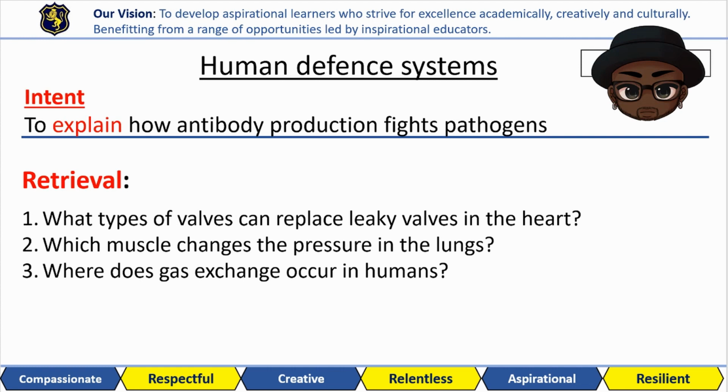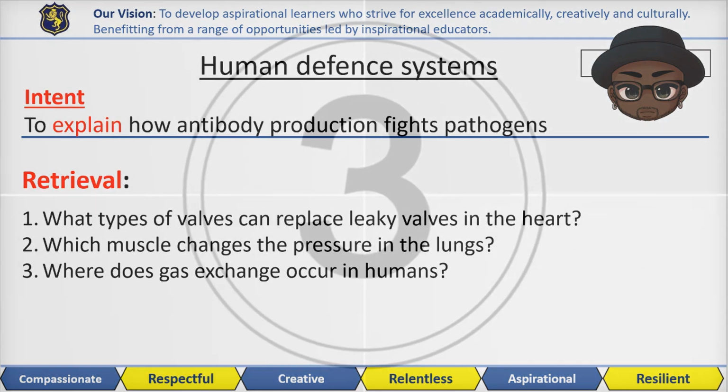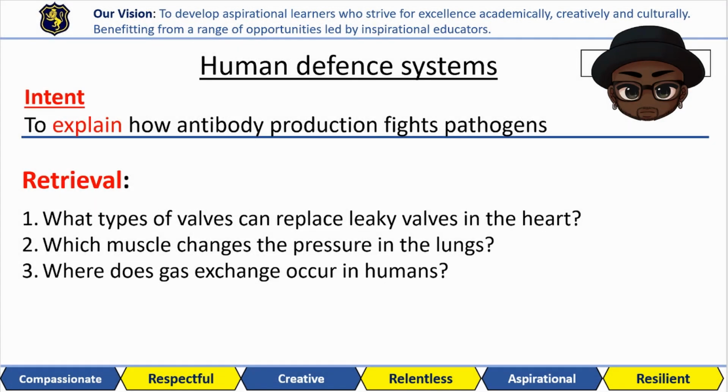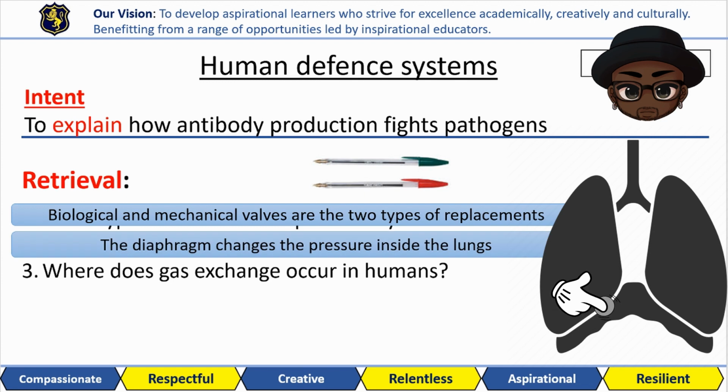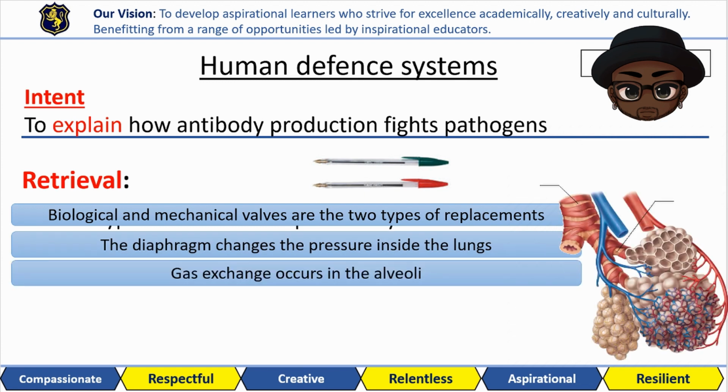Here are the retrieval questions for this lesson. You know what to do. We treat leaky valves with biological and mechanical valves. The diaphragm is the muscle that changes the pressure inside your lungs, and gas exchange occurs in the alveoli of our lungs.